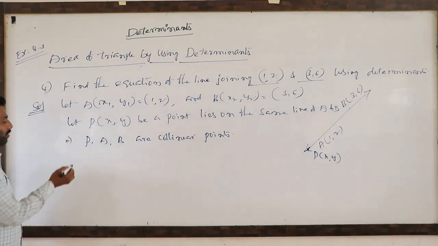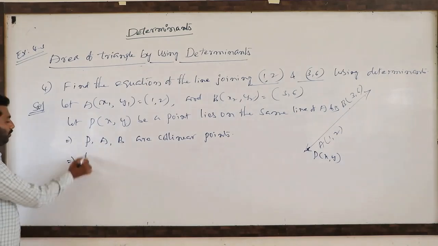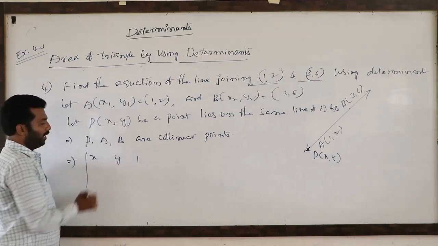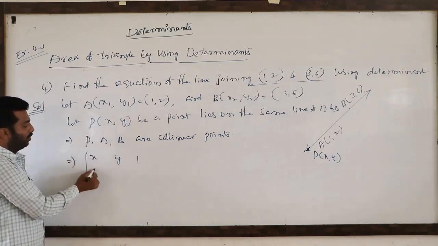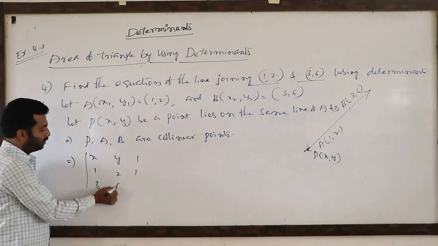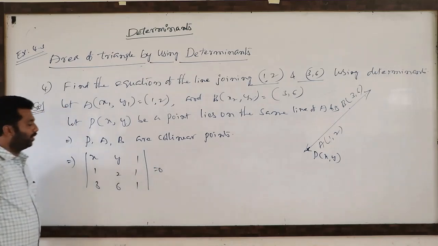Collinear points means the area of the triangle is equal to 0. I already told the condition. For collinear points, what do we have to write? First row P coordinates x, y, 1; then A coordinates 1, 2, 1; then B coordinates 3, 6, 1, equal to 0.